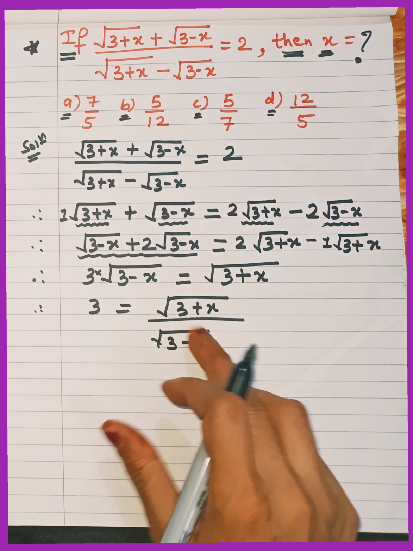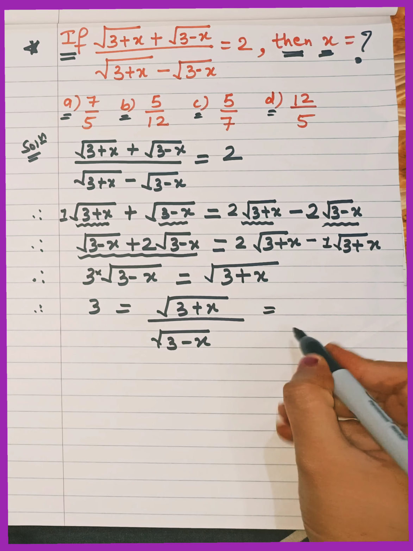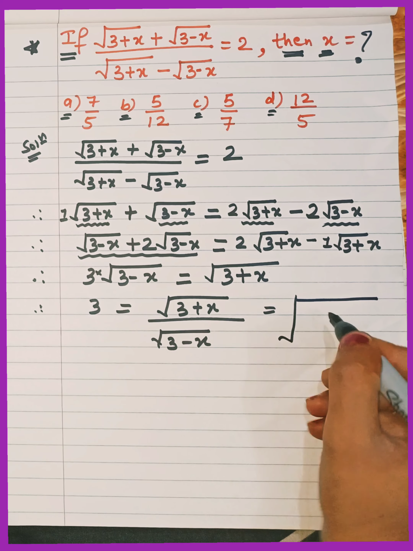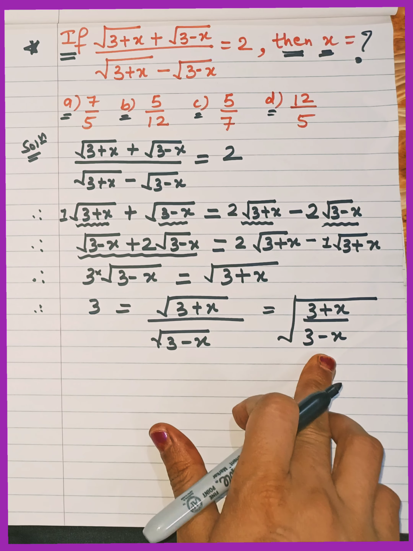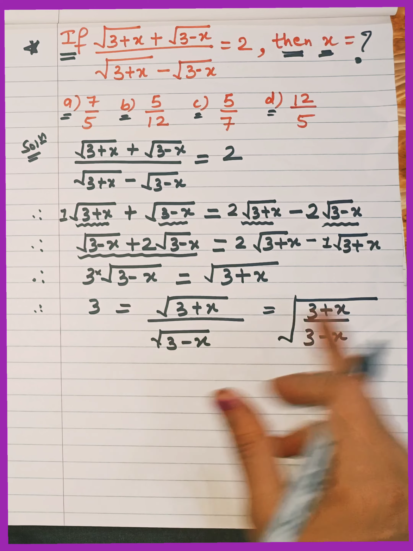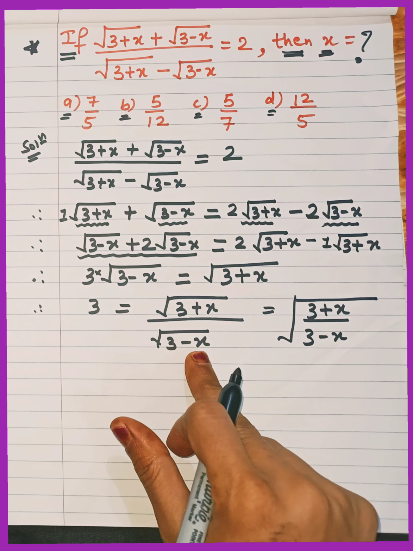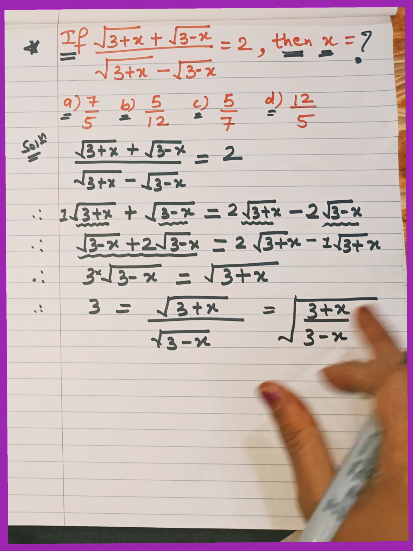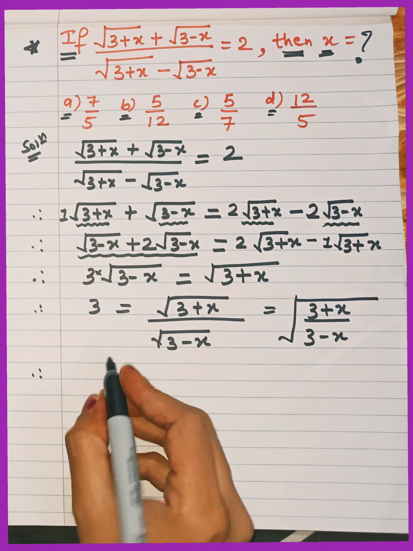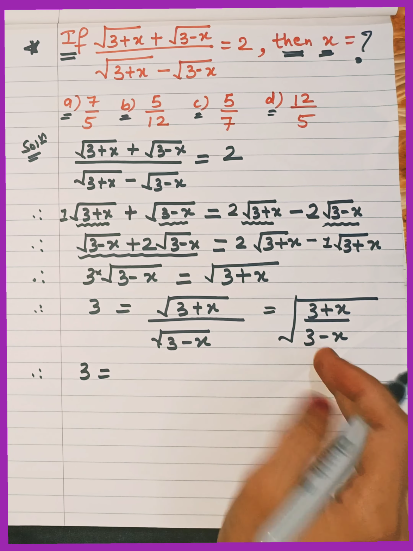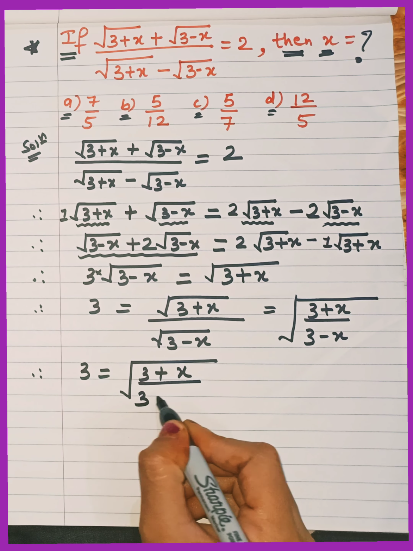Now both the terms have square roots. So here also square root and here also square root. So what we can do? We can write a single square root and we can write it like 3 plus x upon 3 minus x. So this part is equal to this part. So in place of this, we can write this. So square root of 3 plus x and square root of 3 minus x can be written as square root of 3 plus x upon 3 minus x. So this way we have written. Now, our equation is 3 equals to this part, square root of 3 plus x upon 3 minus x.